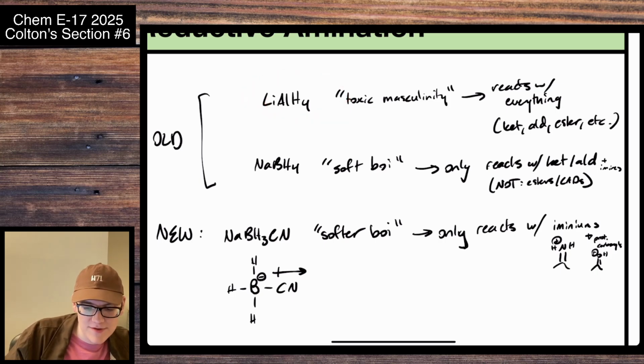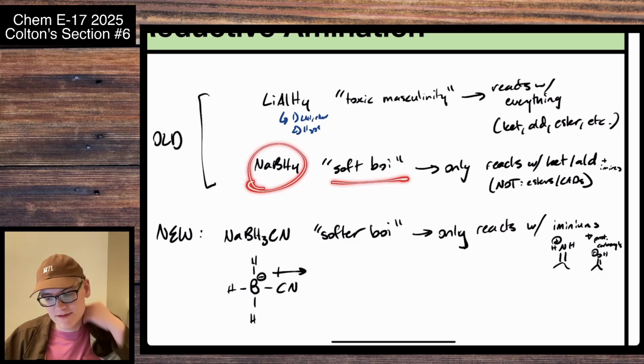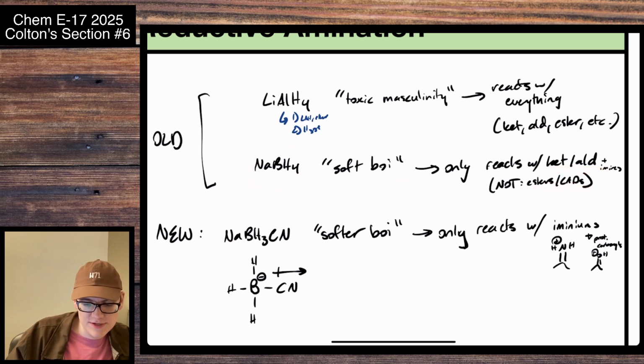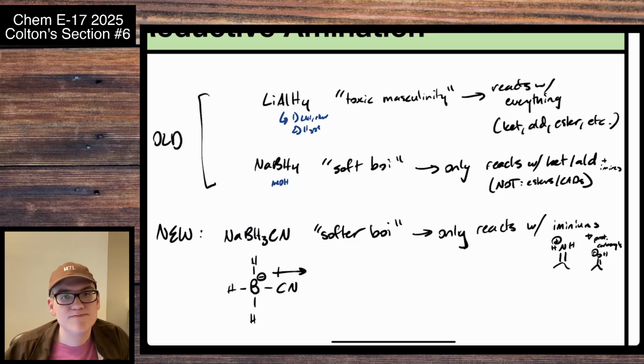Because of that, we have to do step 1, the lithium aluminum hydride in ether, and step 2, H3O+. So we can't do it in an aqueous environment. Then we had NaBH4, our soft boy, only reacting with ketones and aldehydes, and not reacting with esters and other CADs. It's not strong enough for that. So this was the one where we could use something like MeOH and do an aqueous environment.